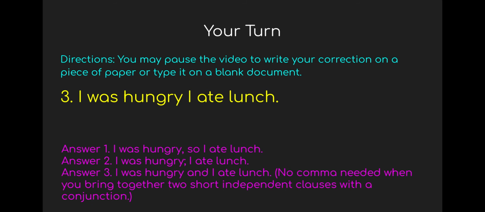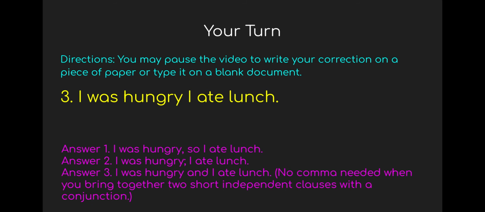Number three, I was hungry and I ate lunch. So for number three, notice that there was no comma needed. When you bring together two short independent clauses with a conjunction, you do not need a comma in between the two. So let's say that one of these clauses was a little bit longer than the other, then you would put a comma before the conjunction. But if they're both short, you do not need a comma before the conjunction.